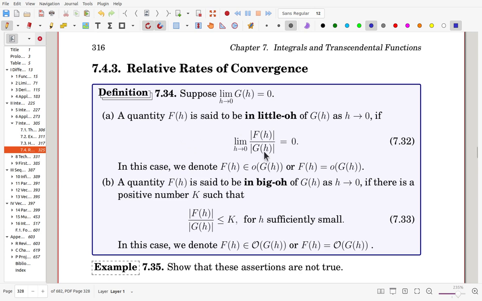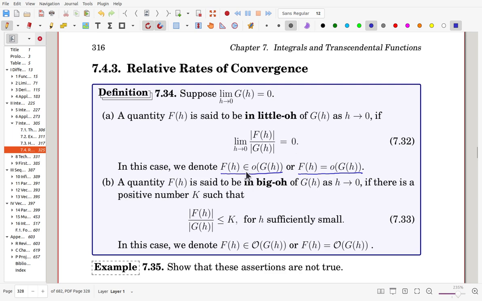So here, f(h) over g(h) in modulus is 0 in the limit. Then we say that f(h) is in little o of g(h) as h approaches 0. So here, we may write it that way, or we can use set inclusion notation and write it that way. Here, the main thing is the little o. So once you see either this one or that one, that means this condition is satisfied.